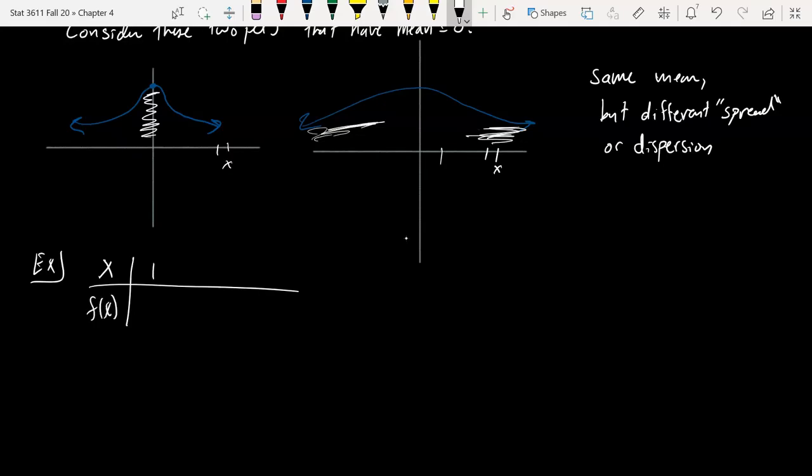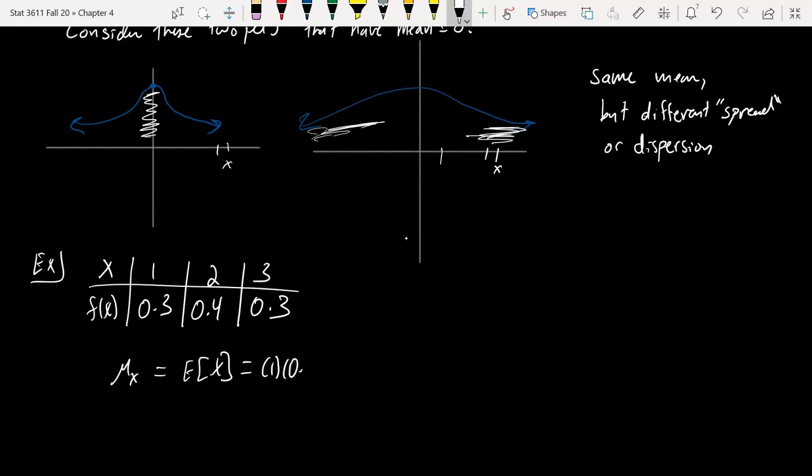Let's take x. X has the values 1, 2, and 3. And here is the probability mass function. What is the mean of x here? The expected value of x should be a quick exercise: 1 times 0.3 plus 2 times 0.4 plus 3 times 0.3. That's equal to 2.